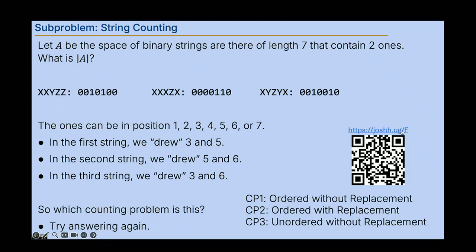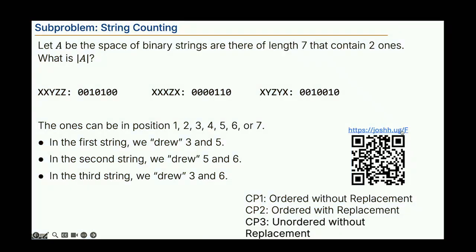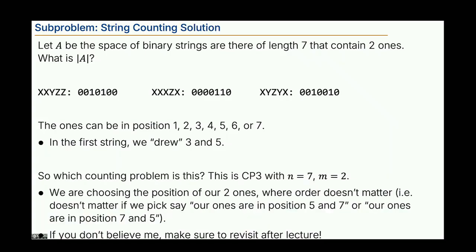Okay, so it turns out that this is unordered without replacement. Okay, that's kind of surprising. So about 56% of you had that right. So let me justify that for you because it's pretty interesting. It's not obvious to me at first glance, unless I think very carefully what the answer is. So why is it unordered without replacement? Basically, it is counting problem 3, where n is 7 and m is 2.